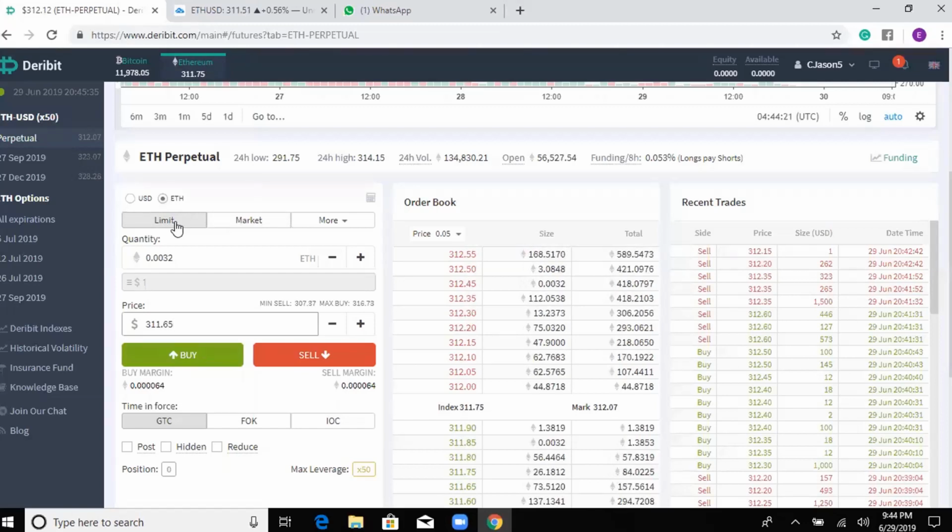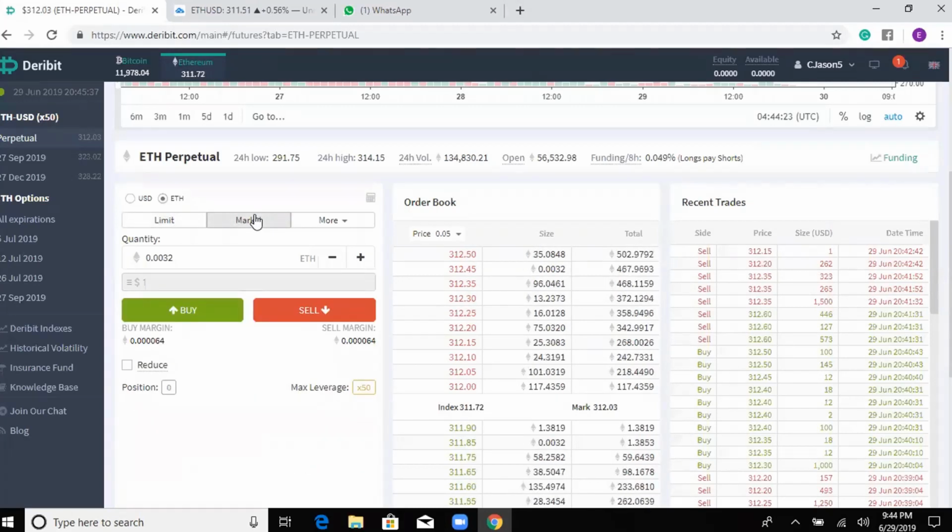And then the market order here, you want to get in or you want to get out right now. That means Ethereum is $311.67. You don't want to buy at a set price, at a certain price. You just want to get in on this trade at this current price. So you use the market order.